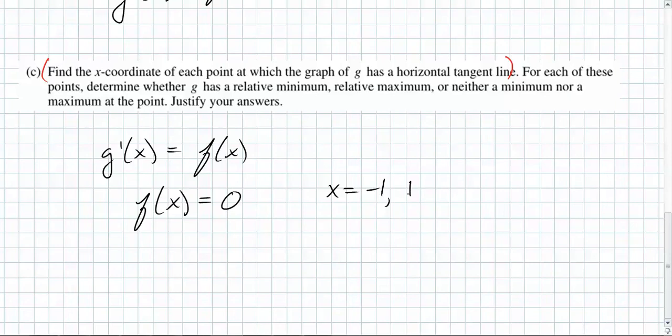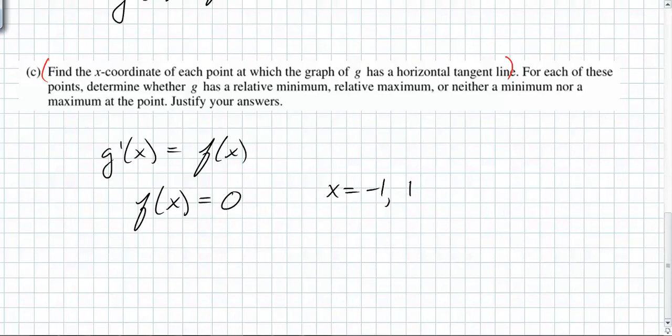Like x cubed, the derivative of x cubed at the origin is 0, but is it a min or a max? No. Having a derivative of 0 is necessary for it to be a relative min or max, but it's not sufficient. You need both of these things. So let's do the first derivative test.